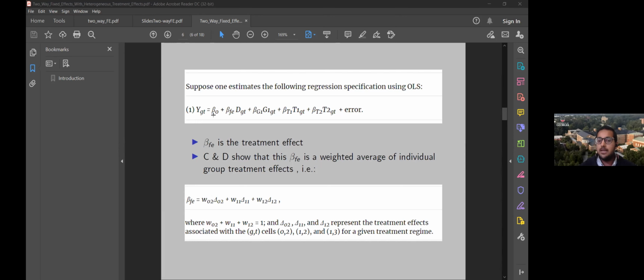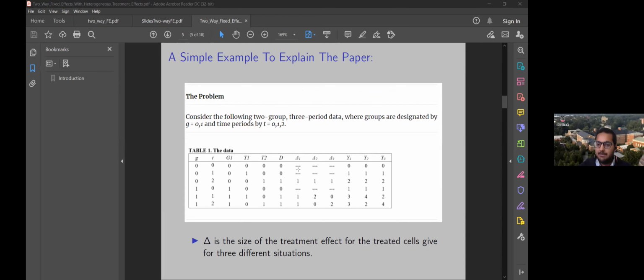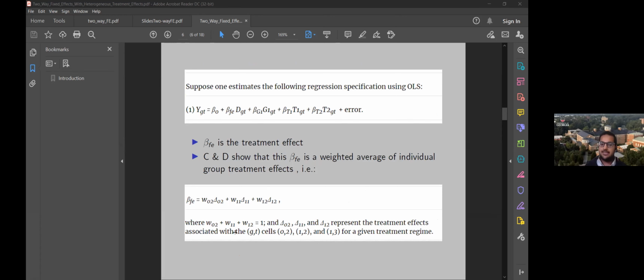Just run your outcome on your constant, on your treatment assignment, on your group dummies, on your time dummies, and an error component. So what this measures is, if all the assumptions are valid, our common trends assumption, strict exogeneity, our beta FE is the treatment effect. However, Chaisemartin and D'Haultfoeuille have shown that this beta FE is actually a weighted average of individual group treatment effects. That is, if you're taking situation 1, it is the weighted average of being treated in (0,2), being treated in (1,1), and being treated in (1,2). So it's a weighted average of these individual treatment effects, where the weights add up to 1, and each of these deltas is an individual treatment effect. However, what they have shown is that when you have heterogeneous treatment effects, these weights need not all be positive, and it could arise that they are negative.